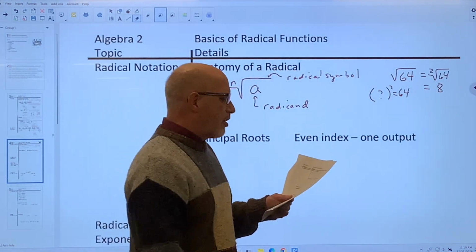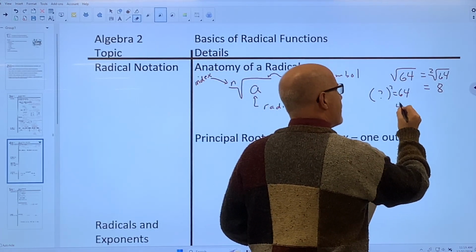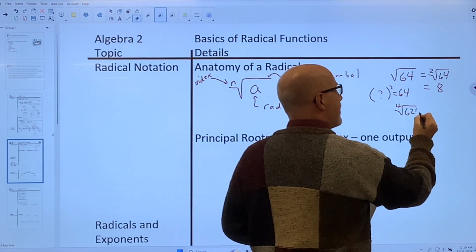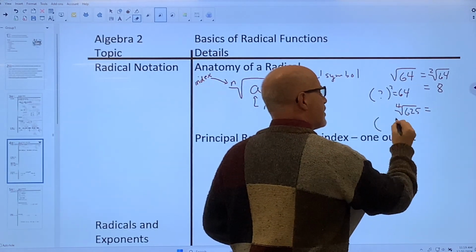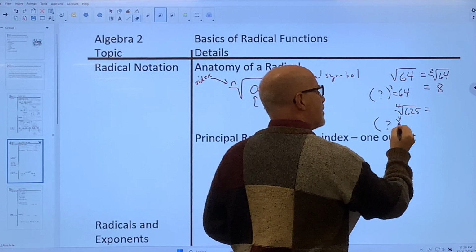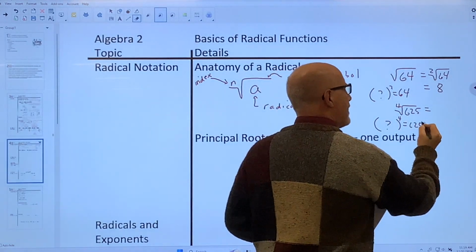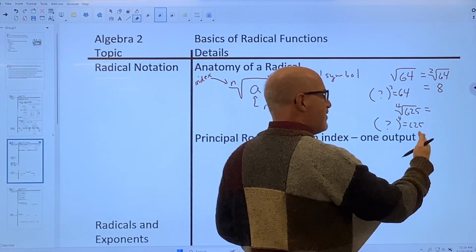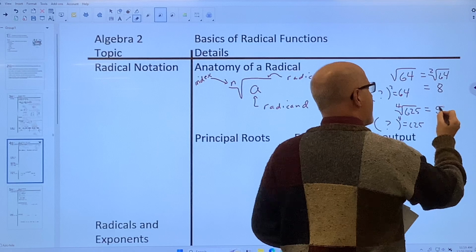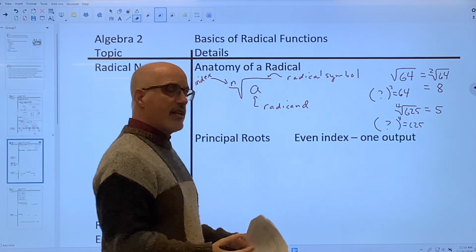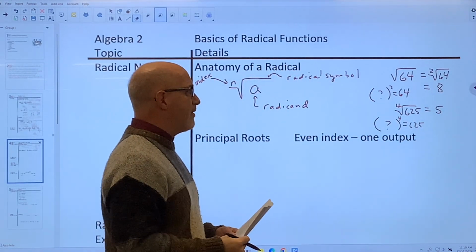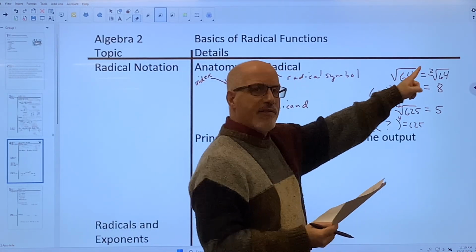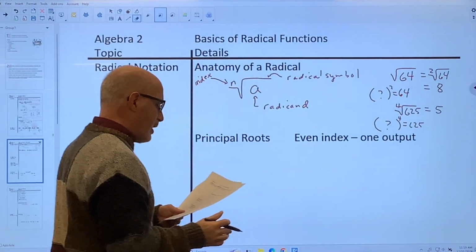So what if we did a larger one? What if we did, for instance, the fourth root of 625? So this is asking the question, what to the fourth power is equal to 625? We might have to work on that a little bit to figure that out, but if you put 5 to the fourth power, you get 625. So the fourth root of it as a radical is equal to 5. So we're going to be working with other indexes than just the 2, which is implied if there's nothing listed there. We'll keep working with that.